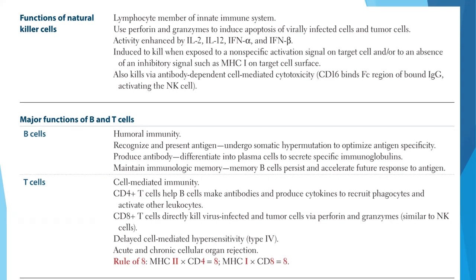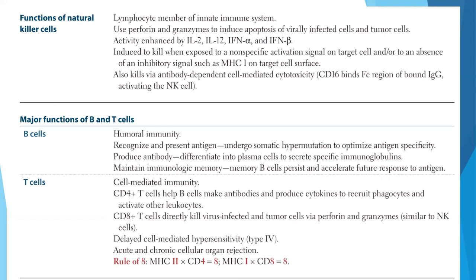The basic functions of B and T cells. The B cells take part in humoral immunity. Now this concept is very, very important. B cells take part in humoral immunity. They recognize and present the antigen, and they undergo somatic hypermutation to optimize antigen specificity. They produce antibody and they differentiate into plasma cells to secrete specific immunoglobulins.